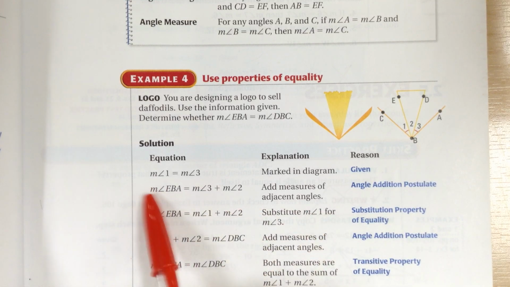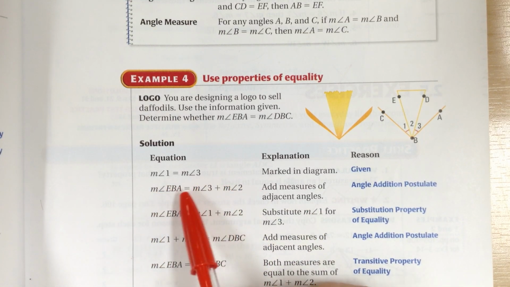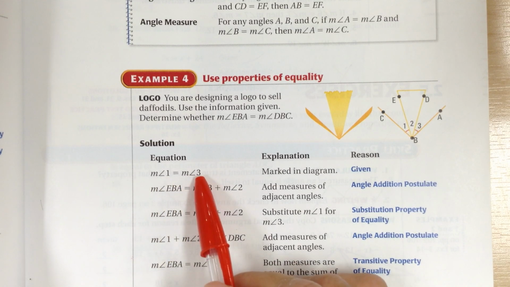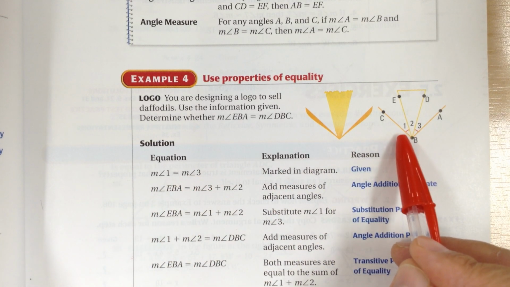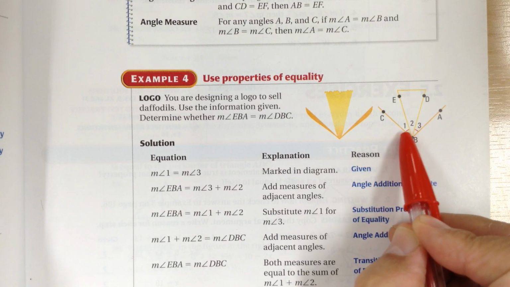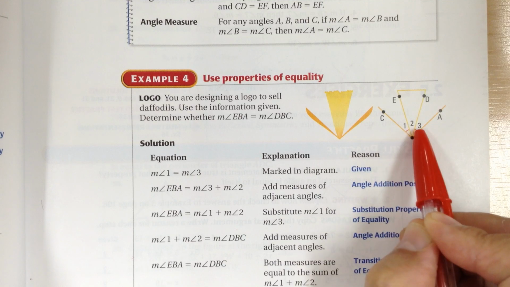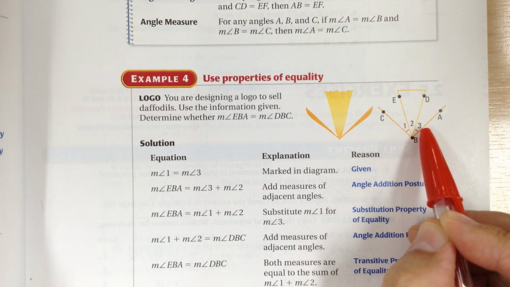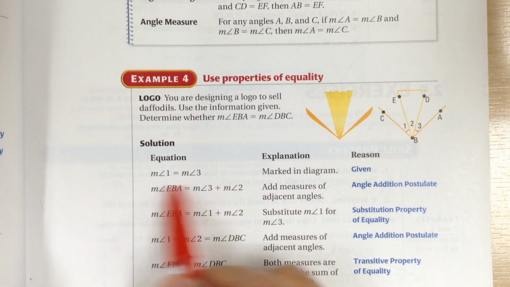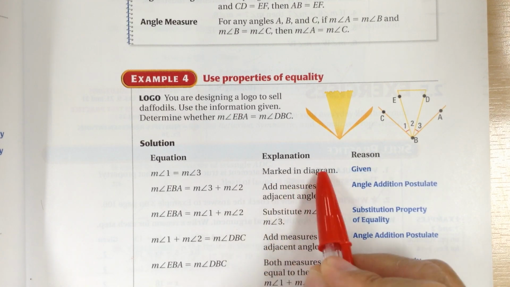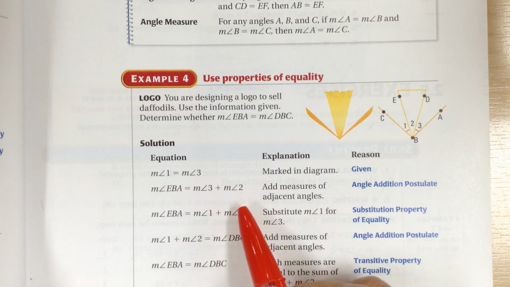First, it's given that the measure of angle 1 equals the measure of angle 3. They're equal because you see the little arc, the marking, right over here. This tells you that angle 1 and angle 3 are congruent. So again, the explanation is "given" because it's the marking in the diagram, okay?